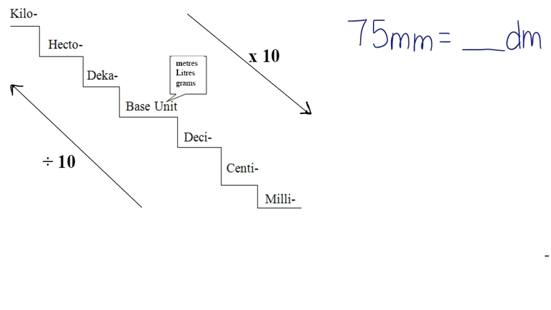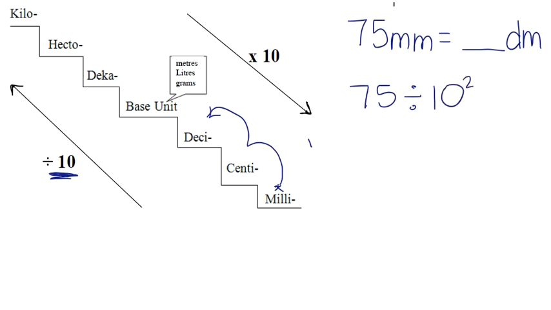So for this first example, we have 75 millimeters, so milli is right here. And we want to go to decimeters, so we're going to go up 1, 2. So if we're going up, that means we're dividing. So we have 75 divided by, and then we can think about it different ways. So we went up 2 steps so that we could think of 10 to the power of 2, which is 100.